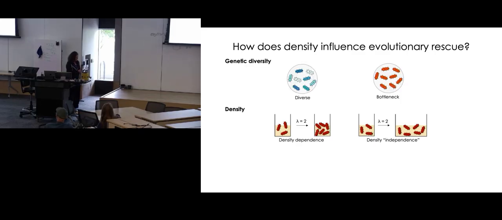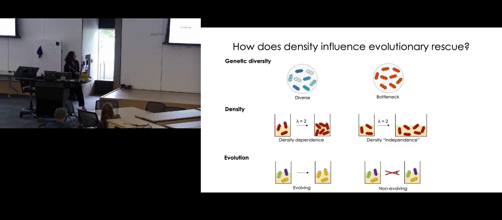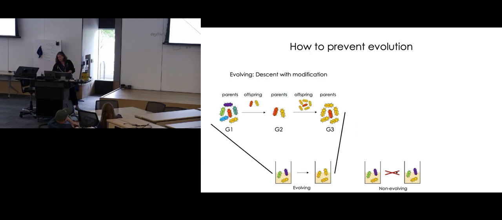And so we used populations for these density treatments that were either diverse populations or had passed through a pretty strong bottleneck in population size. And then we had them either evolving or not. Preventing evolution is hard when you have something that's obligately sexual, but you can do it. And I will show you how we did that.